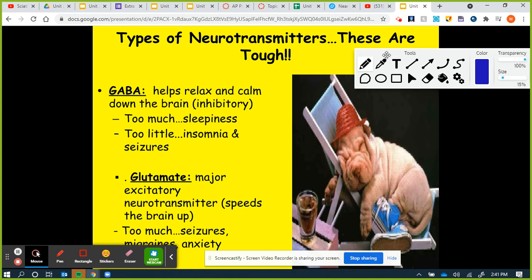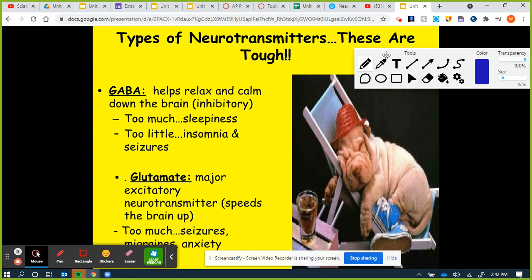All right, and then finally the last two, GABA. GABA is the brain's major inhibitory neurotransmitter, meaning it stops other neurons from firing. It blocks the receptor sites. GABA is associated with relaxation. A lot of it's released as you're going to sleep. People who suffer from insomnia or seizures, part of that is due to too low levels of GABA.